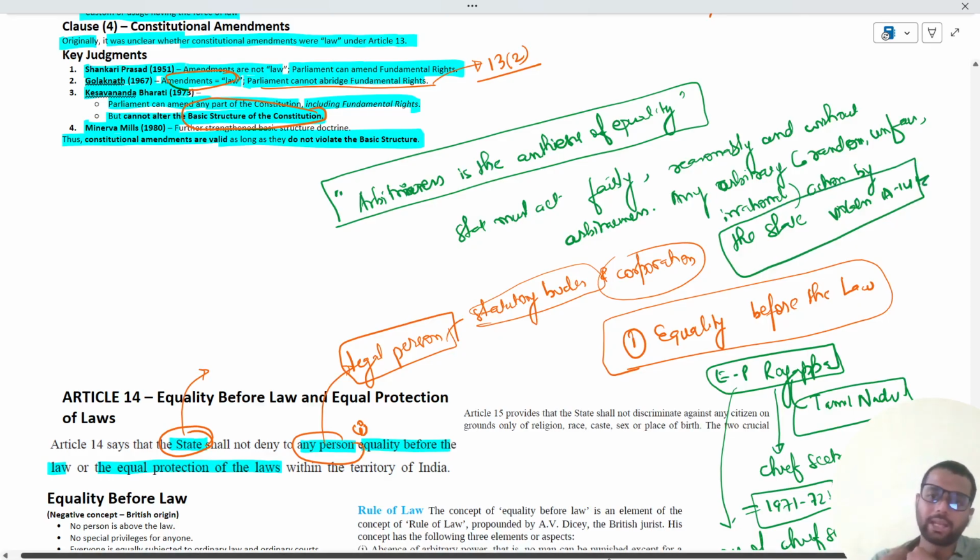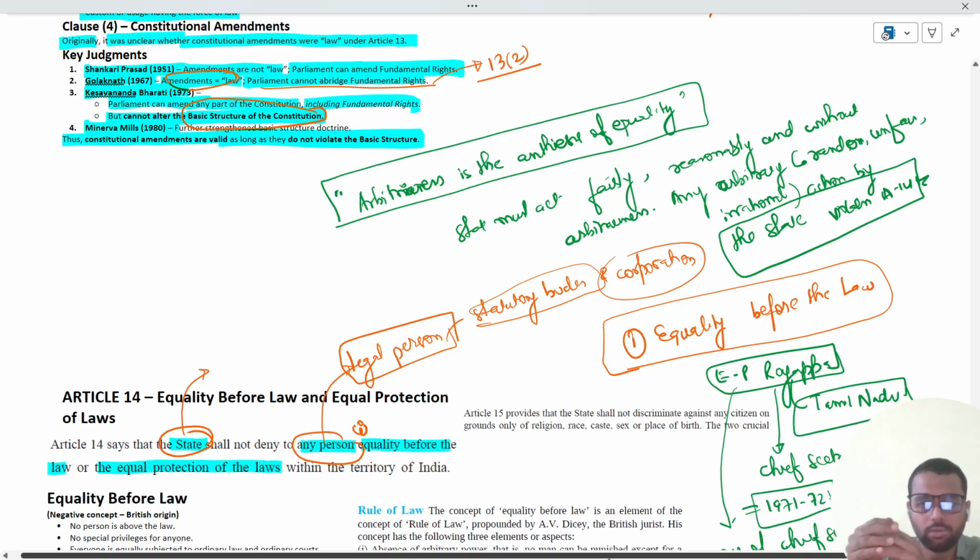So now it is very clear that equality before the law does not only mean the absence of advantages to some citizens, that is, the law will be made and applicable to all its citizens without any discrimination. It also means that the law should not be arbitrary. It should not be random or unfair or irrational. It should be rational because arbitrariness is the antithesis of equality.